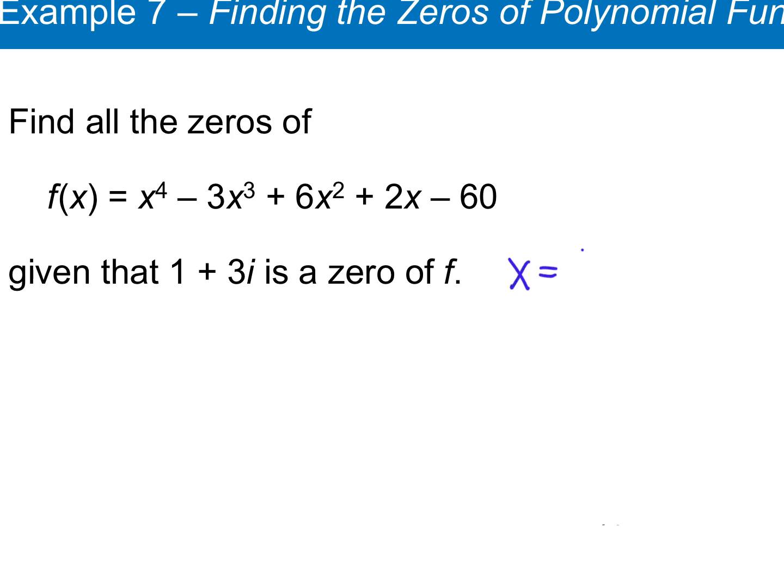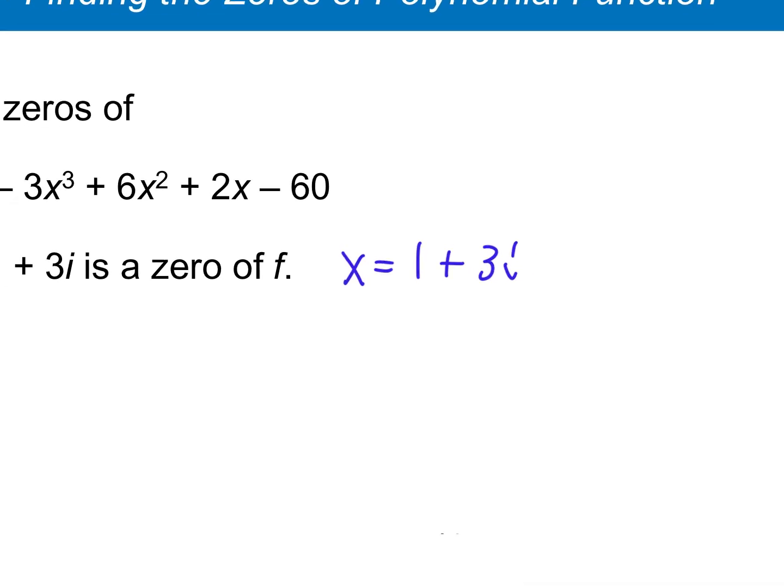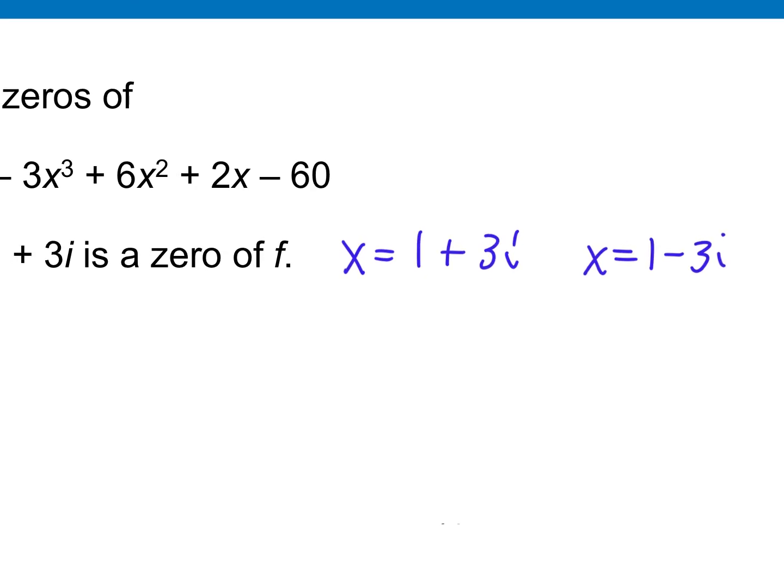They gave me x equals 1 plus 3i. Well, if they gave me 1 plus 3i, what else did they give me? x equals 1 minus 3i. Okay, there's 2 of my 4 answers. The other 2 that we're going to discover are going to be real. How do we do that? All right, first thing we're going to do is multiply these 2 together.